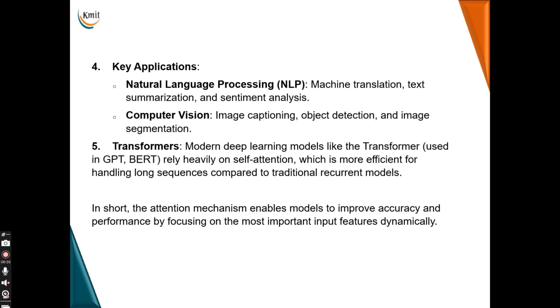So when you are talking about attention mechanism, it can be summarized as it enables all the machine learning models to improve the accuracy and performance. How is it doing this? By allowing the model to focus on the most important input parameters rather than considering all the input parameters that are given.